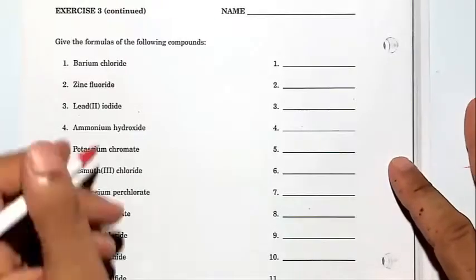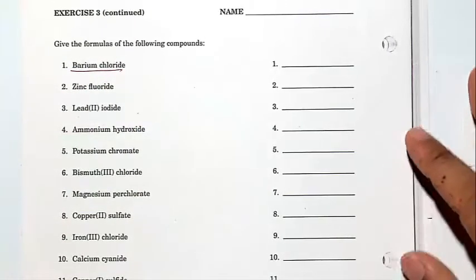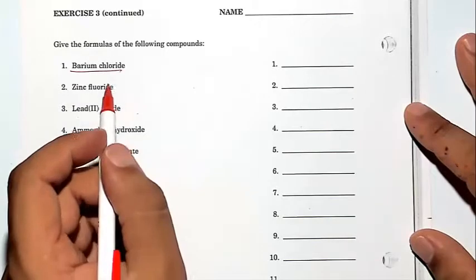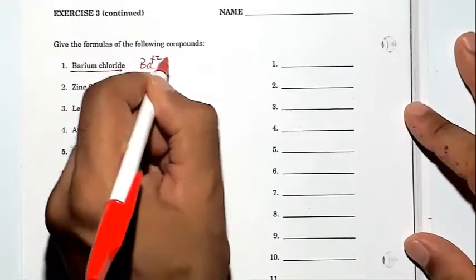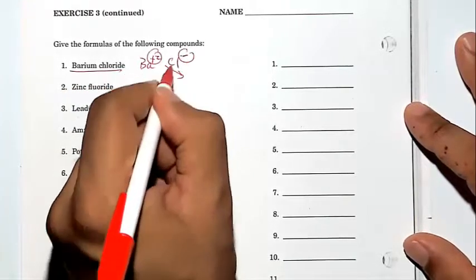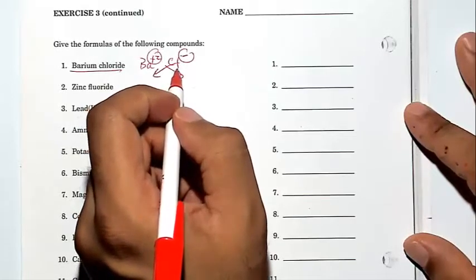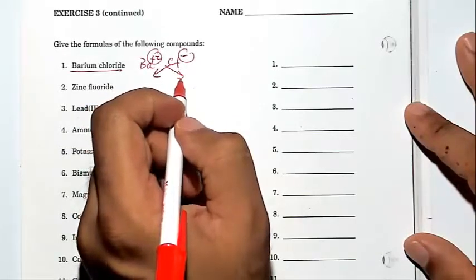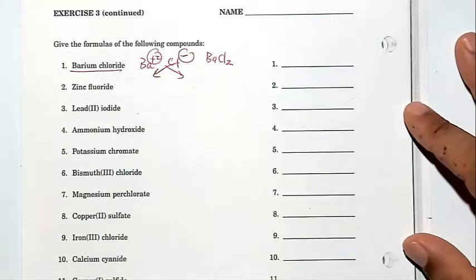You're given the actual name of the chemical and you have to deduce the formula. So let's do that here. Barium chloride. Barium is +2. Chlorine is -1. Chloride. Chlorine is the element. Chloride exists just as -1. So the switcheroo, this is BaCl2, an ionic compound.